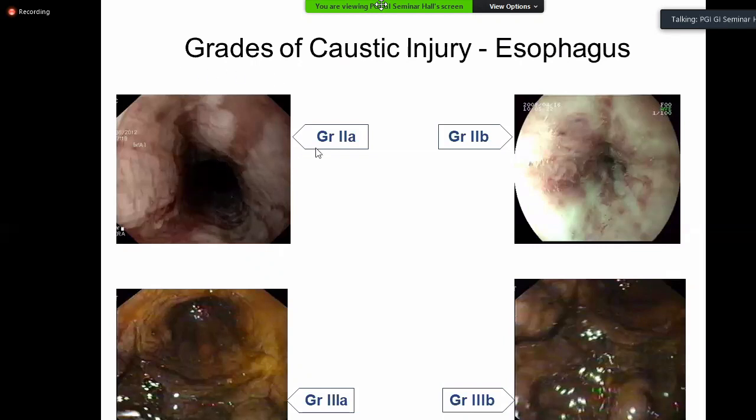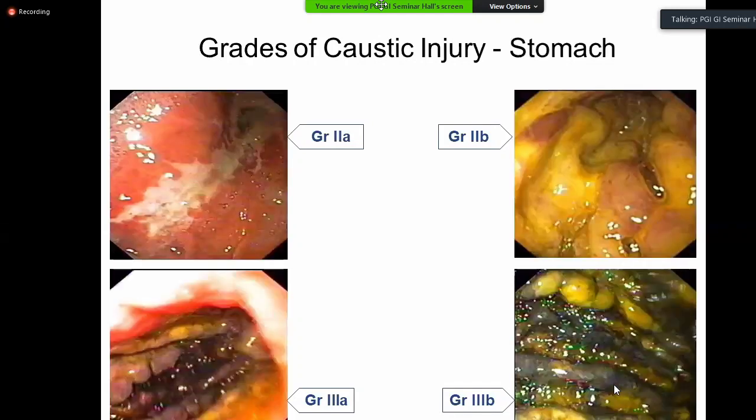It is defined as grade 1 being just hyperemia, grade 2 ulceration, and grade 3 necrosis. Ulceration, if scattered, is 2A. If confluent, it is 2B. If the necrosis is scattered, it is 3A. If confluent, this is 3B. So this is an example of the esophagus. This is an example of the stomach.